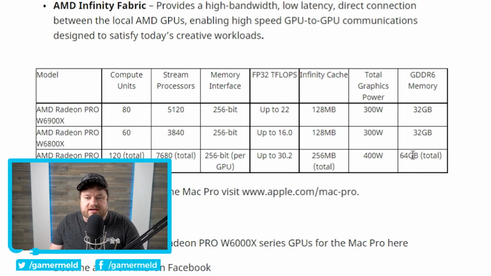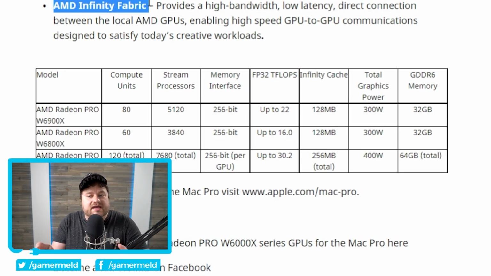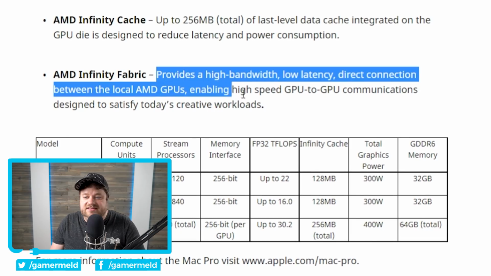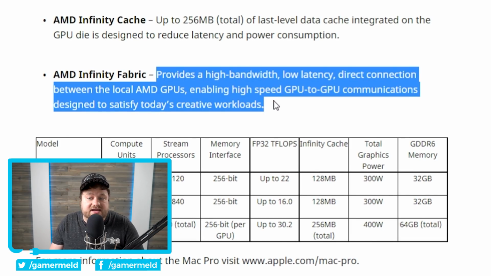And what's really interesting here is that it is combined using AMD's Infinity Fabric. Remember that the Infinity Fabric is what AMD uses to combine their chiplets to make a single GPU. And this would be used if they do end up releasing an MCM GPU. This would be used to combine those as well. You can see here, it provides a high bandwidth, low latency, direct connection between the local AMD GPUs, enabling high-speed GPU-to-GPU communications designed to satisfy today's creative workloads. So yeah, once again, not an MCM design, but really interesting nonetheless.